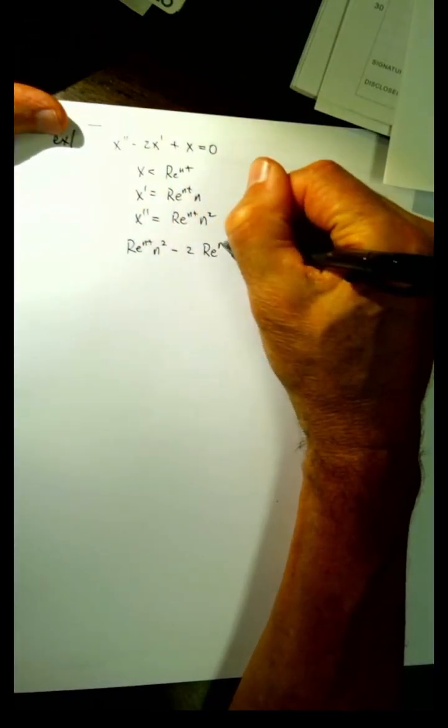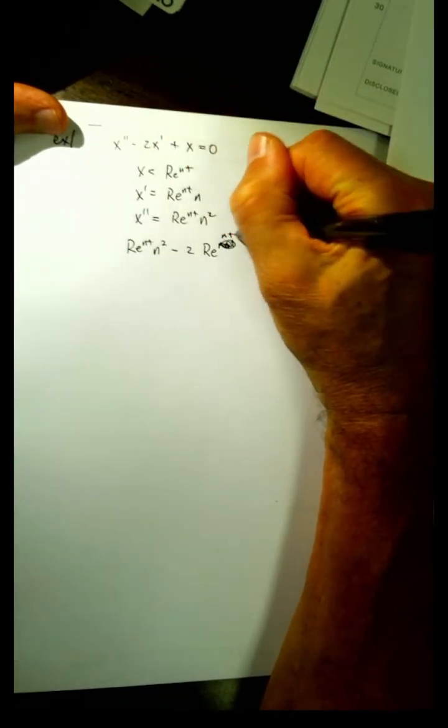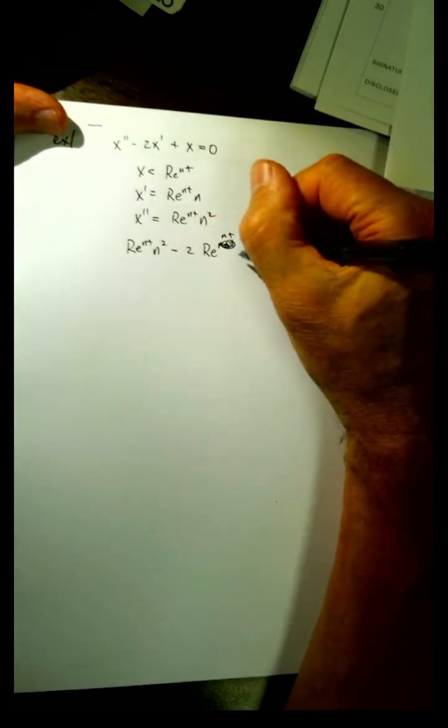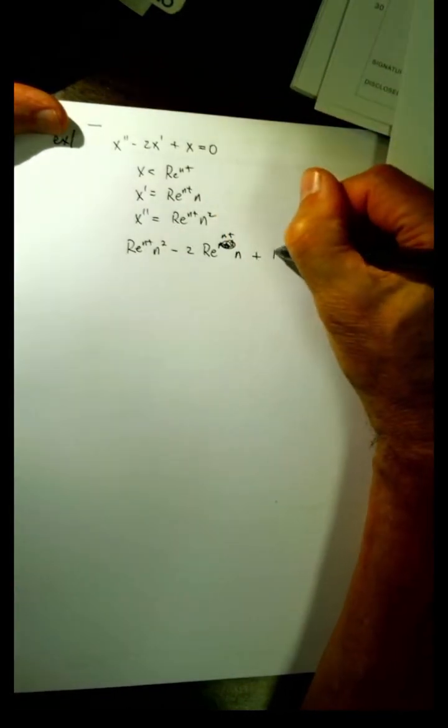So I assume a solution of this form and ask, what does this imply? So I'm going to take that and plug it into my equation. So I need to first find the first and the second derivatives. And when I plug that in, I'm going to have x double prime minus 2 times x prime. Oops, that should be nt here, sorry. Times n plus x is 0.